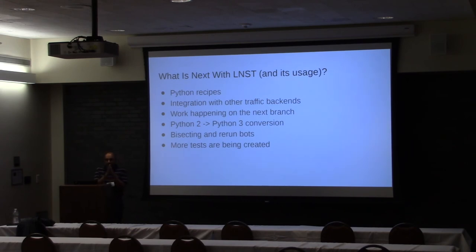We also want to bisect, so that once a regression is found, we can go back and tell exactly which commit caused the problem. That's another bot we're working on, so that we can tell the developer, look, this is where the regression started, please fix it. And of course, there are more topologies in networking, so we're adding more and more tests. As people add more functionality to the Linux kernel, we also add recipes and tests for that. That's another thing that's continually ongoing.